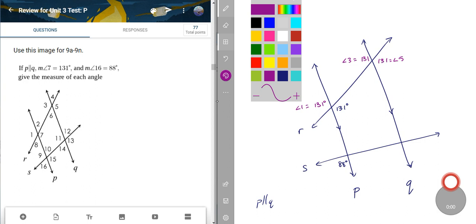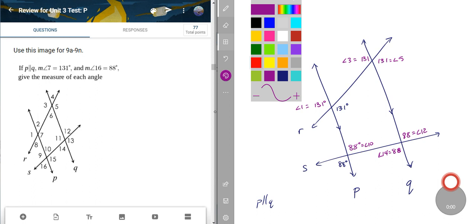I've got the 88, so a vertical angle. There's another 88. That's our angle 10. Corresponding angle would get me up here to angle 12 is going to be another 88. Vertical on that is 88 over here. That's our 14. 88. Okay, so that's our 4-pack.